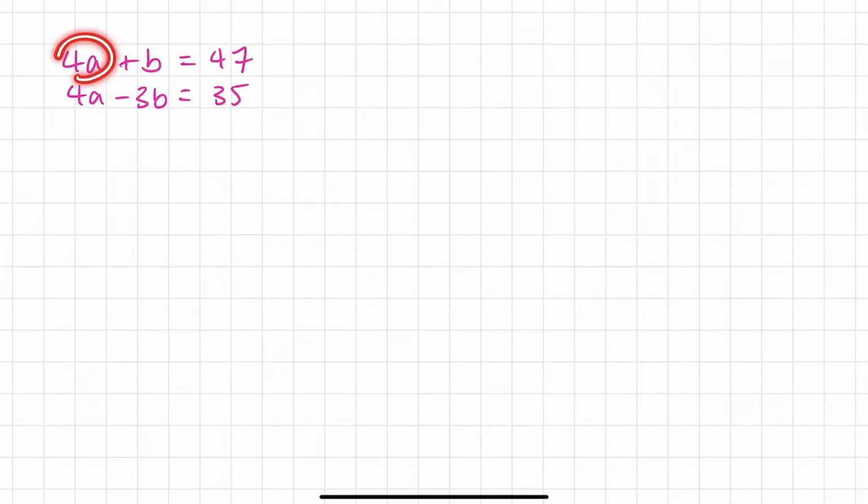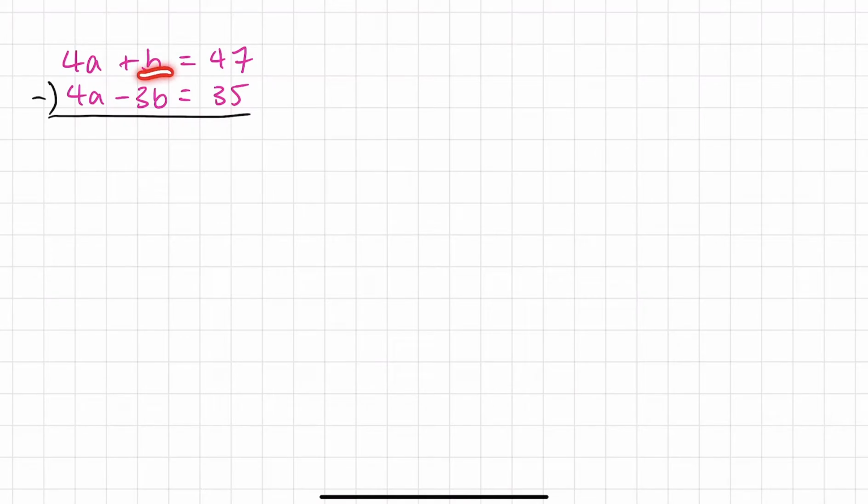Now we can see 4a and this 4a, they both have a 4a in both of the equations. So one useful thing we can do is try to eliminate that same component by subtracting the two equations. How do we subtract two equations? Well, just vertically. So 4a minus 4a will become nothing. They cancel each other out, so that's the eliminating part of this process.